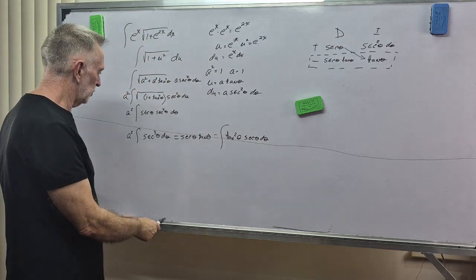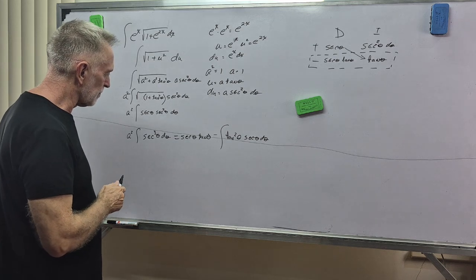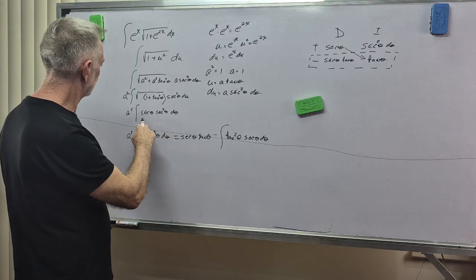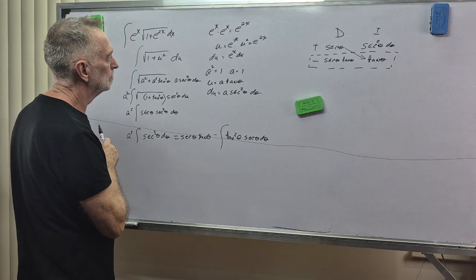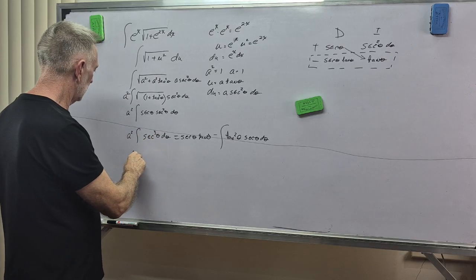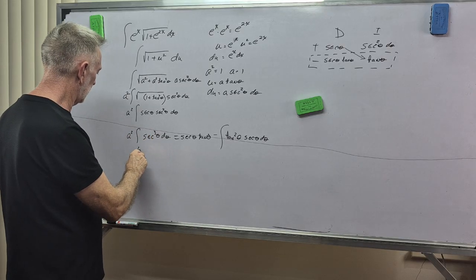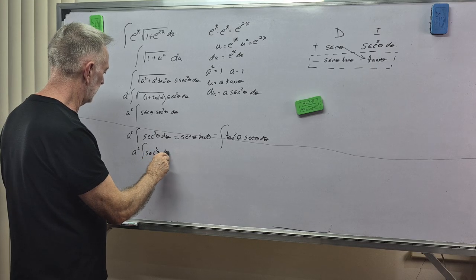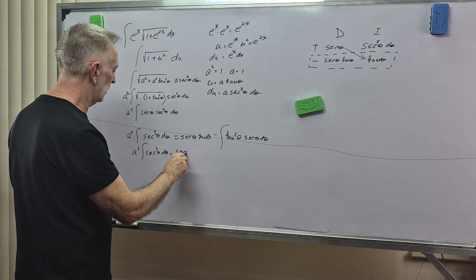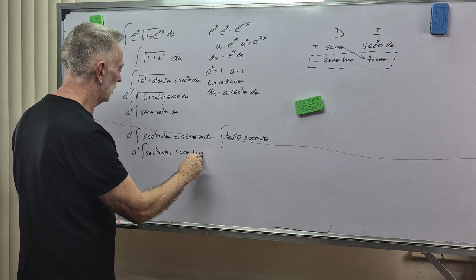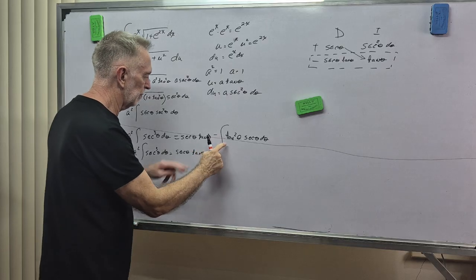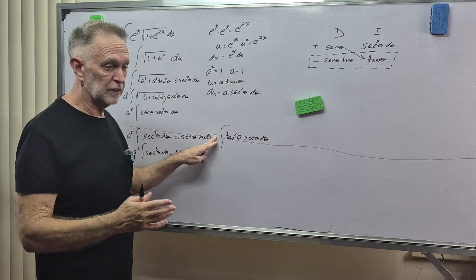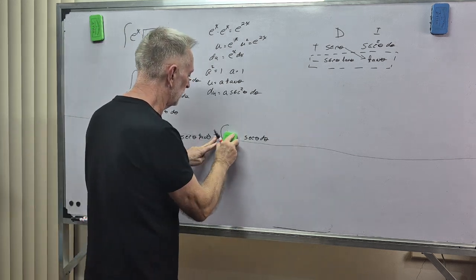Now I'm going to expand this. A squared times the integral of secant cubed theta d theta equals secant theta tangent theta minus, I'm going to take this tangent squared theta, and what is tangent squared? Secant squared theta minus 1.